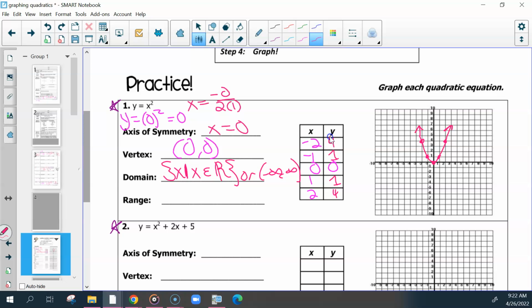What about range? Greater than or equal to 0. Okay, y is greater than or equal to 0, or this would start at 0 and it would be included and go to infinity. Either or.